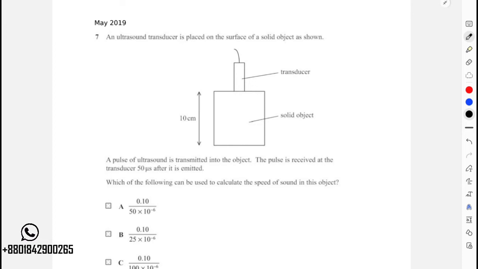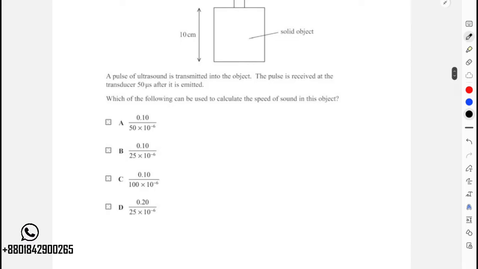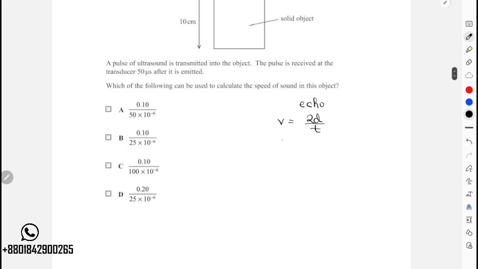Obviously, this is a pulse echo technique. For pulse echo, the ultrasound actually travels twice the distance. So that means, sorry, this is for pulse echo technique, V is equal to 2d over t. In order to find V, this is going to be twice 10 centimeters, so it's going to be 0.10 meter. 2 into 0.10 divided by time, which was 50 microsecond.